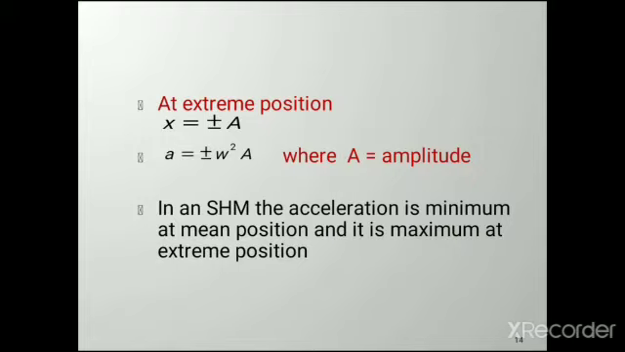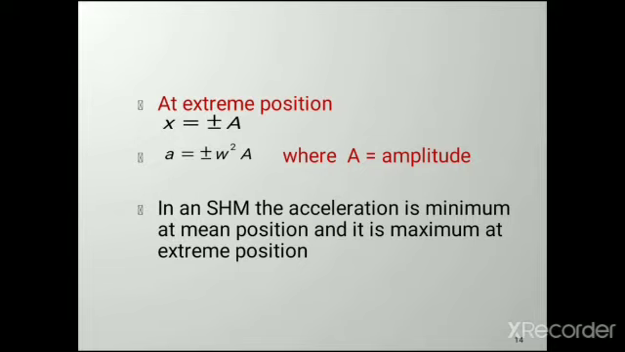At extreme position, the maximum displacement is plus a or minus a. If it is on the right side, it is plus a. If it is on the left hand side, it is obviously minus a. Hence, acceleration is equal to plus minus omega square a, where a is the amplitude. In an SHM, the acceleration is minimum at mean position and it is maximum at extreme position. So this is about acceleration.